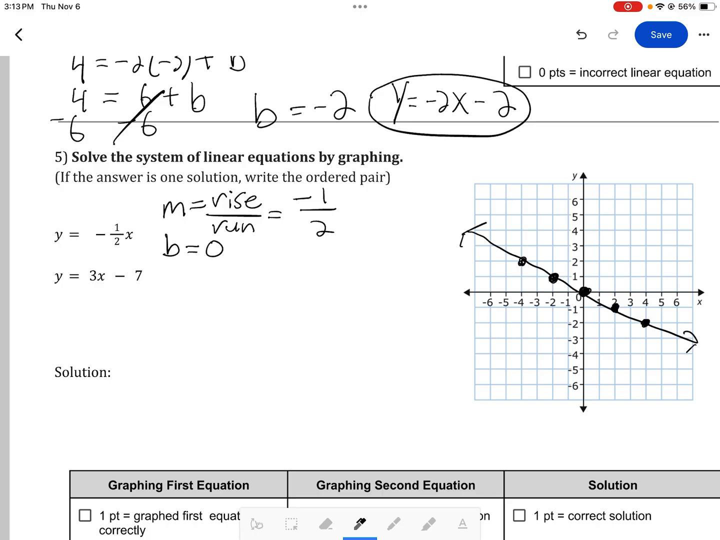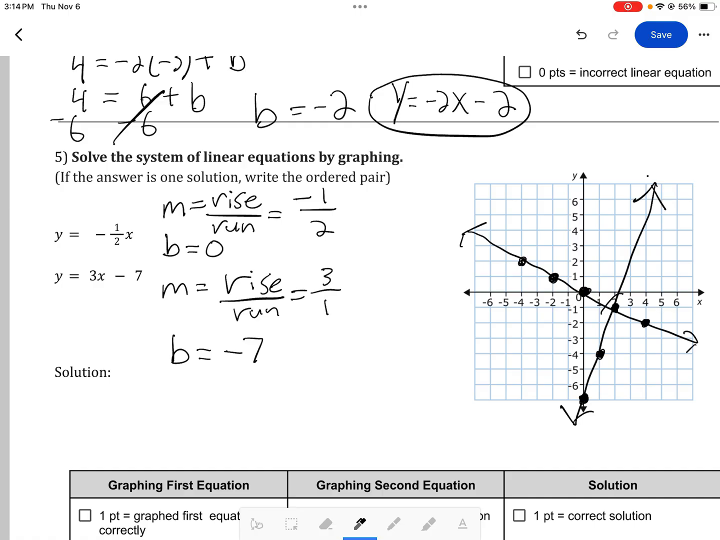For the second equation, my m, or my rise over run, is going to be 3 over 1, and my b, that last number in the equation, is negative 7. So I'm going to start plotting at negative 7. I'm going to rise 3 from that point, so I'm going to go up 1, 2, 3, and to the right 1. I'm going to do it again. I'm going to go up 1, 2, 3, and to the right 1. Oops, not a very straight line. I'm going to draw my line through the points.